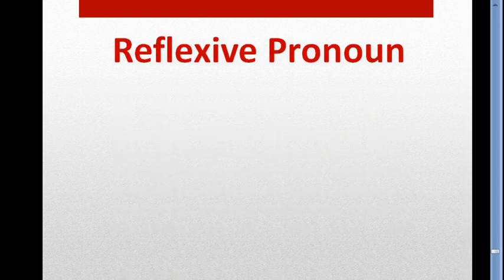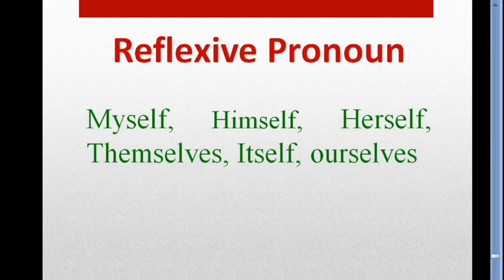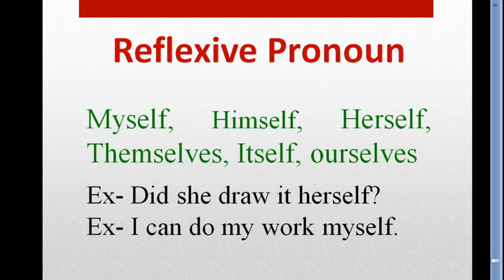Reflexive pronoun. The reflexive pronouns are myself, himself, herself, themselves, itself, ourselves. Example: did she draw it herself? এটা কি সে নিজে এঁকেছিল? I can do my work myself. আমি নিজেই আমার কাজ করতে পারি. Dear students, look at the examples. What is the meaning of the sentences?